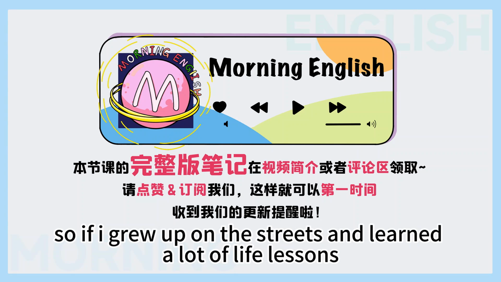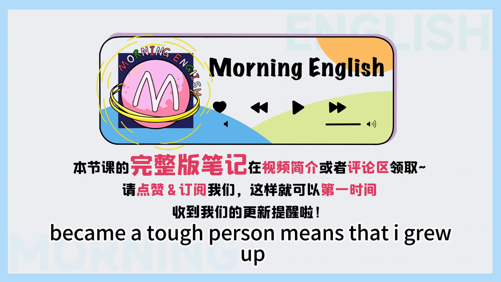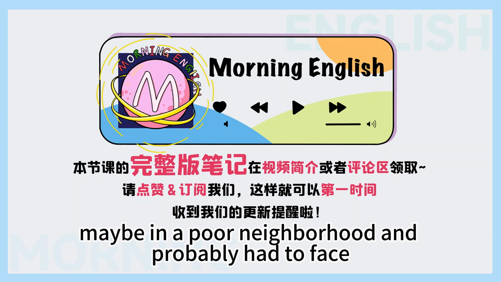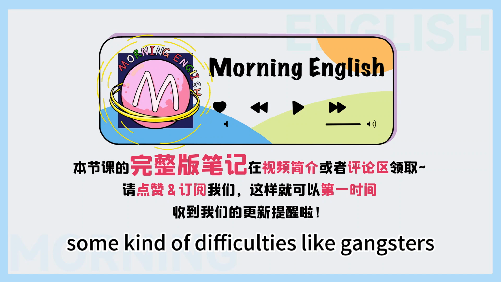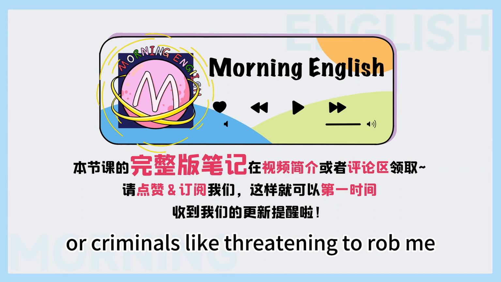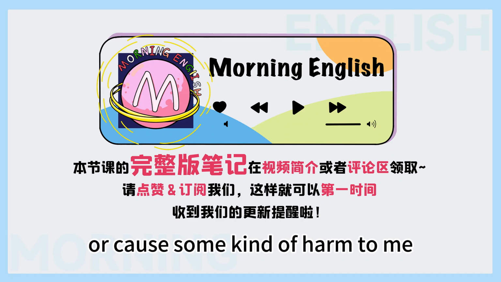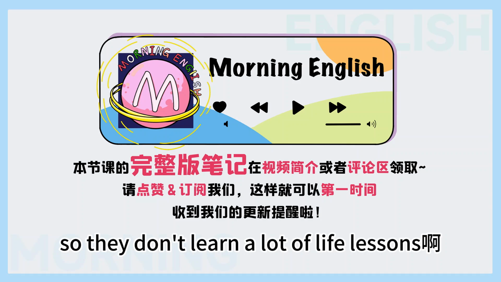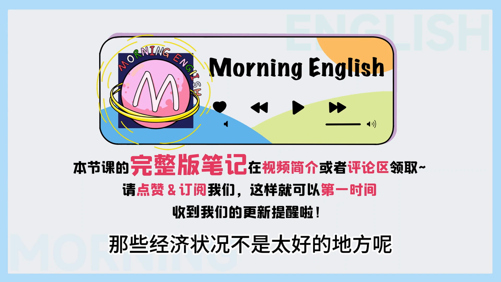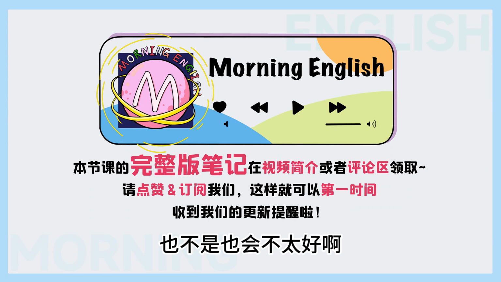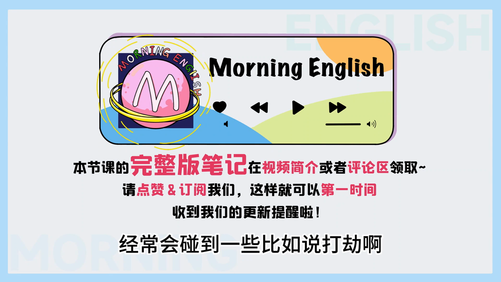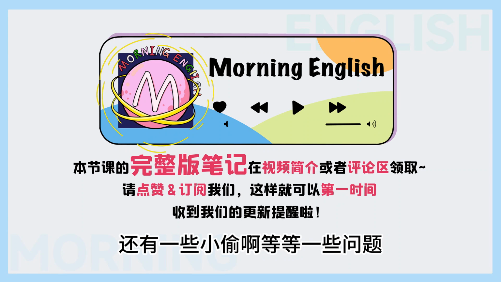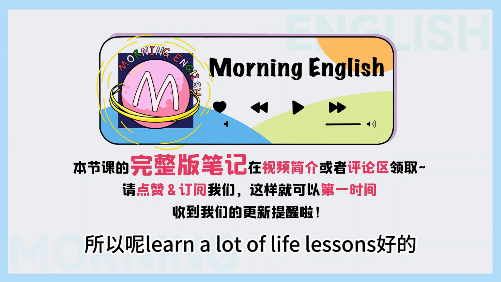Good explanation. So if I grew up on the streets and learned a lot of life lessons, became a tougher person, it means that I grew up maybe in a poor neighborhood and probably had to face some kind of difficulties like gangsters or criminals threatening to rob me or cause some kind of harm to me, or there's always some kind of danger lurking around the corner. 对，所以 learn a lot of life lessons. 通常经济状况不太好的地方，安全措施也会不太好，经常会碰到打劫啊、小偷啊等等问题，所以 learn a lot of life lessons.